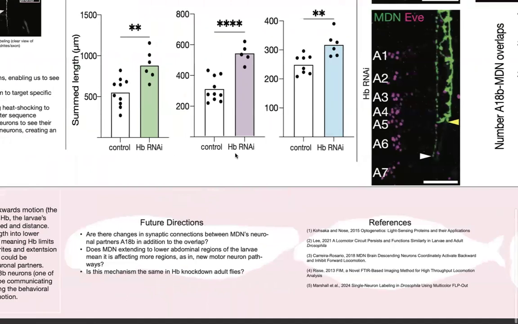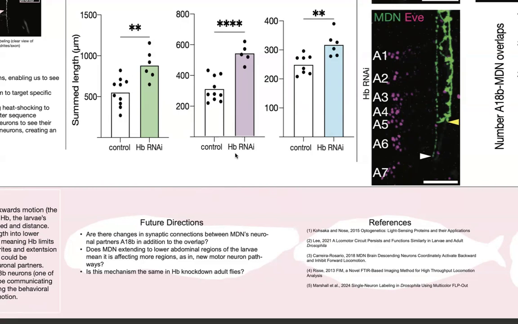And if so, are these points of communication adding to that behavioral phenotype that we got of increased backwards motion? I also want to see if maybe MDN is communicating with other neurons or other parts of the abdominal sections of the ventral nerve cord, and whether or not that is affecting those areas, because those areas are in control of different parts of the body, and perhaps MDN is now regulating or controlling new parts of the body. And then also, I would like to see if this mechanism is conserved in the adult flies.